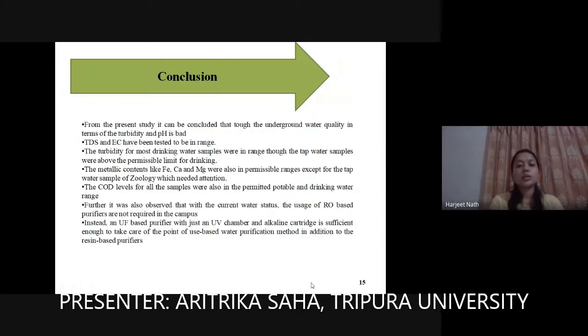From the present study, it can be concluded that the underground water quality in terms of turbidity and pH is bad. The turbidity for most drinking water samples from the tap water was above the permissible limits for drinking. Instead, a UF based purifier with just a UV chamber and an alkaline cartridge is sufficient to take care of point of use water purification, in addition to the resin based purifiers.